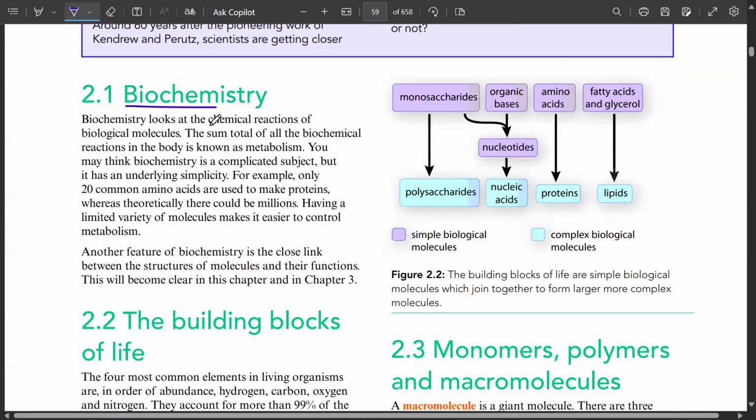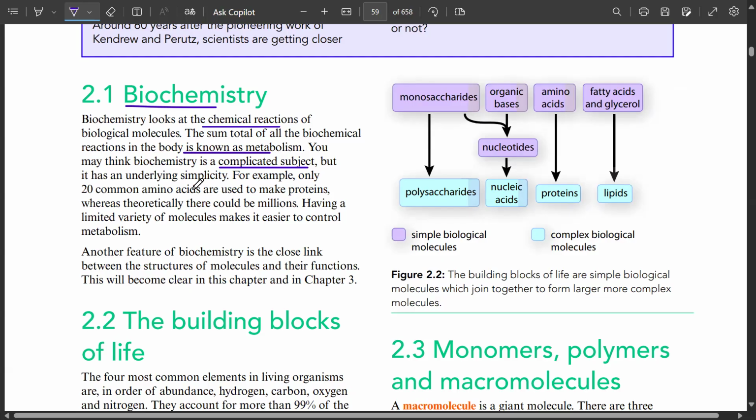Biochemistry looks at the chemical reactions of biological molecules, and the sum total of all biological reactions in the body is known as metabolism. You may think that biochemistry is a complicated subject, but it has underlying simplicity. Now, where does bio come in? Biomolecules. And where does chemistry come in? They are bonded covalently. So the bonding, the structure, the makeup, how bonds form and are broken to produce new molecules, new types of biological molecules, that breaking of bonds and everything is also chemistry.